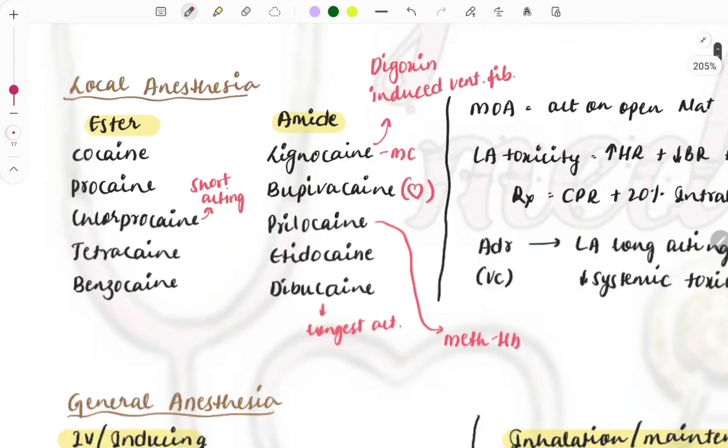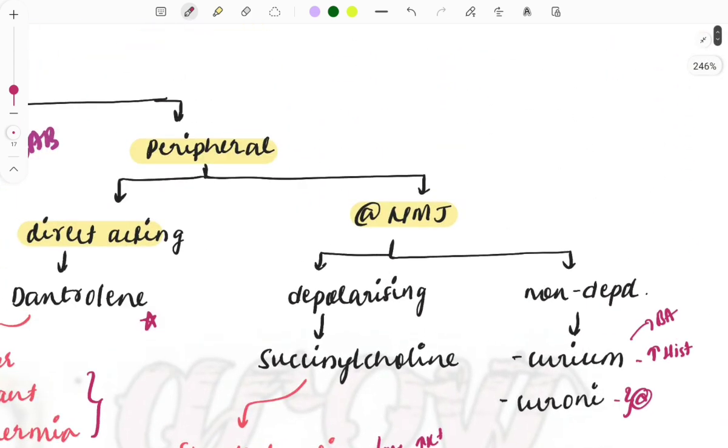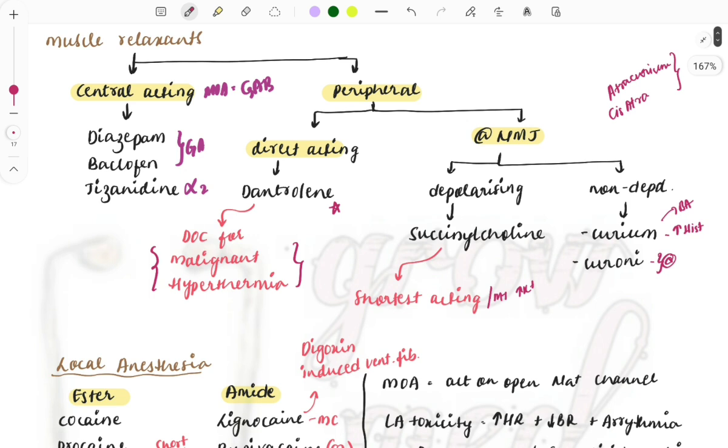Two other important things you must remember: the curium drugs atracurium, cisatracurium and mivacurium undergo Hofmann elimination. So these are used in case of liver or kidney damage. This is an important thing which you must remember.